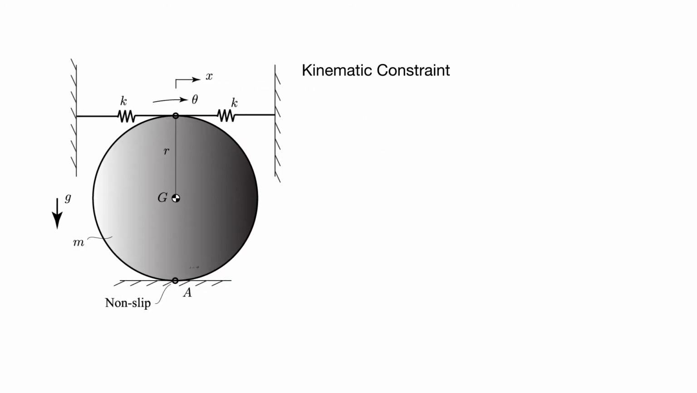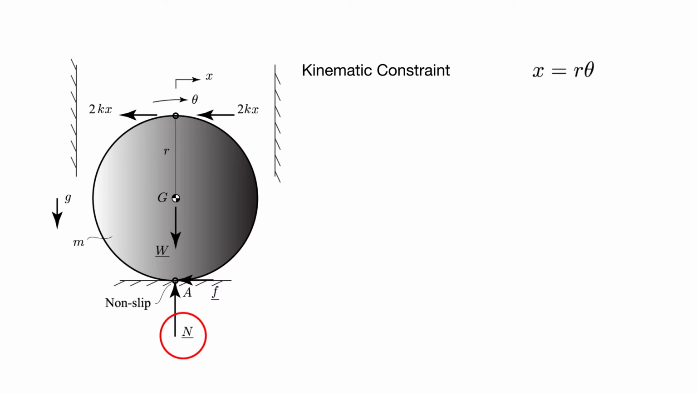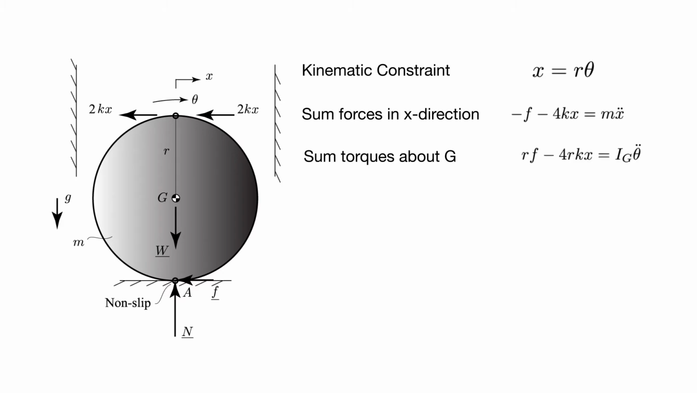Non-slip rolling clearly imposes a kinematic constraint on translation and rotation. The free body diagram contains the force of gravity, the normal force, the friction force, and two spring forces of magnitude 2kx. Note that the friction force F is unknown, so its direction and magnitude are arbitrary. Summing forces in the x direction, we get the following. Summing torques about point G, we get the following.